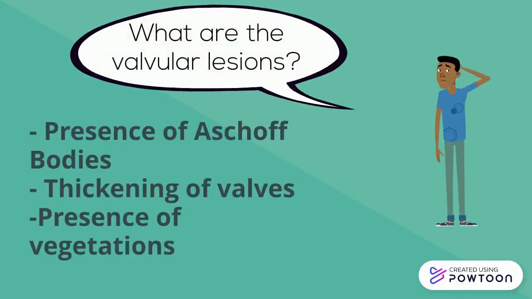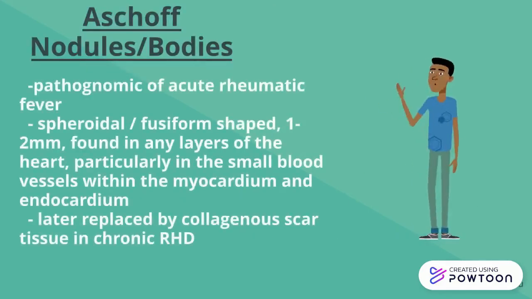So what are the valvular lesions present in acute rheumatic carditis? Well, you can classify them into three points: the presence of Aschoff bodies, the thickening of the valves, and the presence of vegetations along the leaflets of the valves. Aschoff nodules or bodies are pathognomonic of acute rheumatic fever. They're spheroidal or fusiform in shape with a small diameter, and they're found in any layer of the heart, particularly in the small blood vessels within the myocardium and the endocardium.